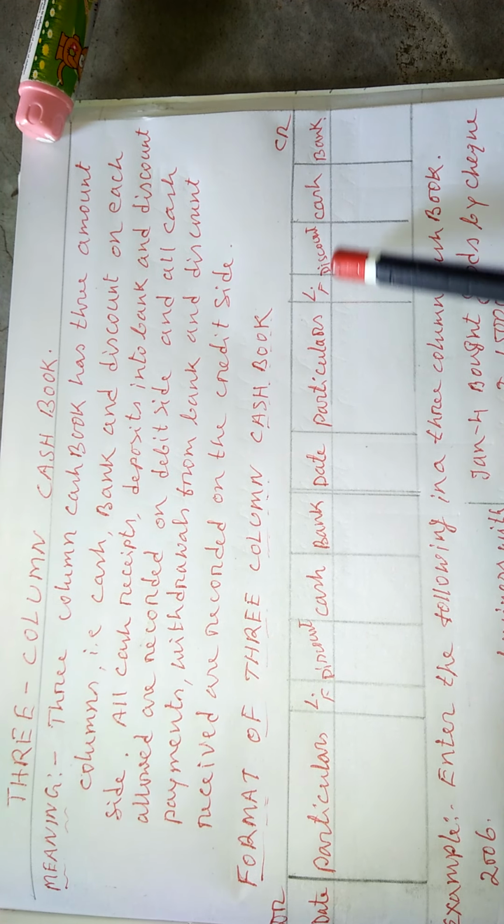Now see, 2006, here also 2006. The first date is January 1. The first transaction is commencing business. When there is a commencement of business, the debit side entry will be to the capital account. He has started business with what amount? 2 lakhs. So 2 lakhs has been recorded in the cash column.